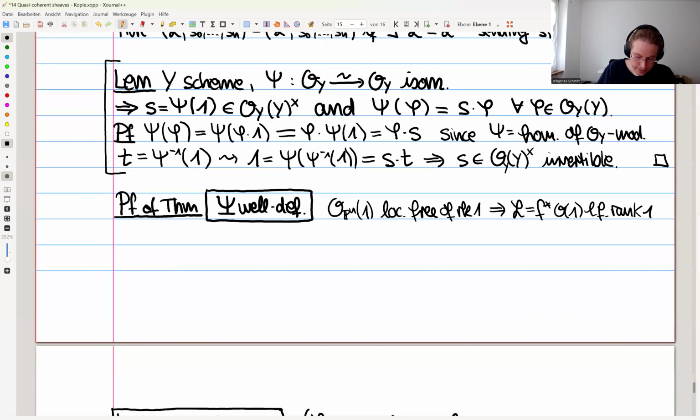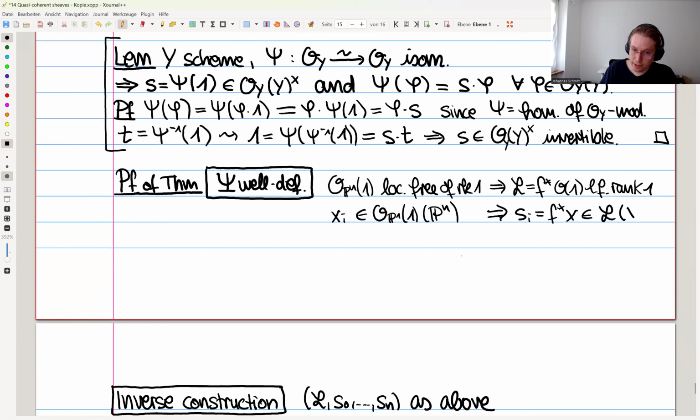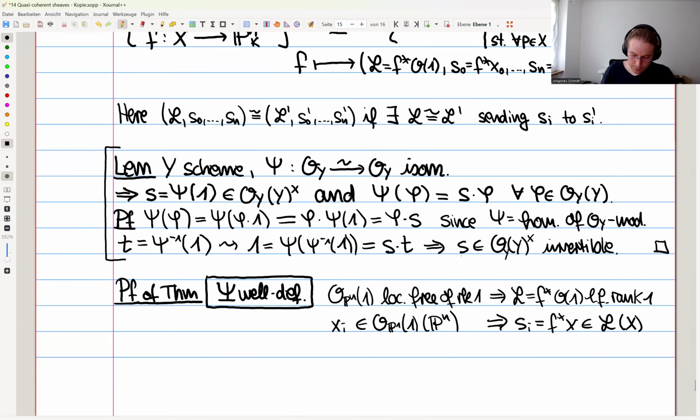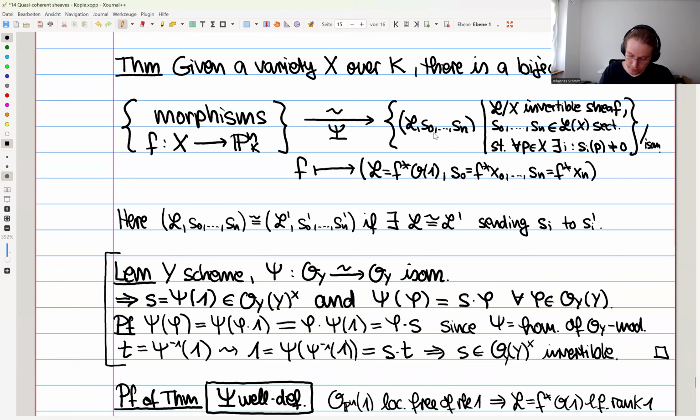And then the x_i are sections of this line bundle before pulling back, global sections. And so the s_i, which are defined to be the pullbacks of these, are sections of the pullback line bundle on the pre-image of P^n, but the pre-image of P^n is everything, so they are sections on X. So we have already shown this is an invertible sheaf, these are sections, and now we need to show this last property, that they don't all vanish at the same time.